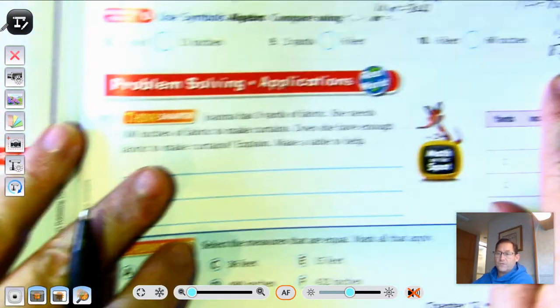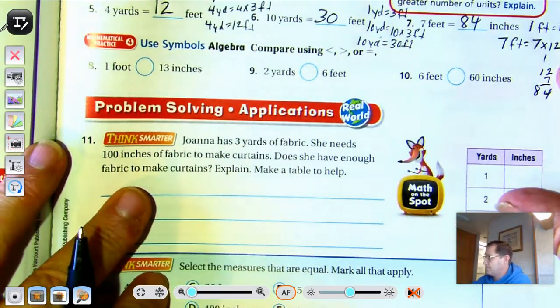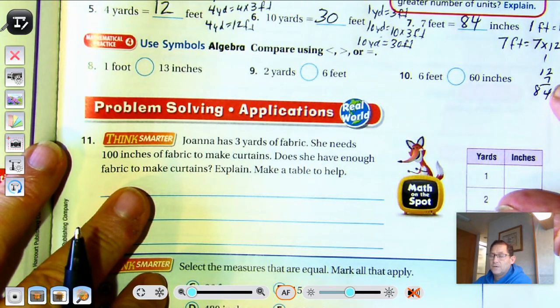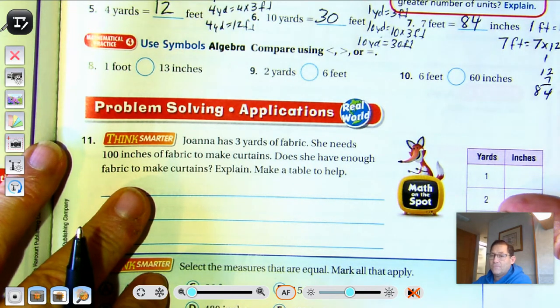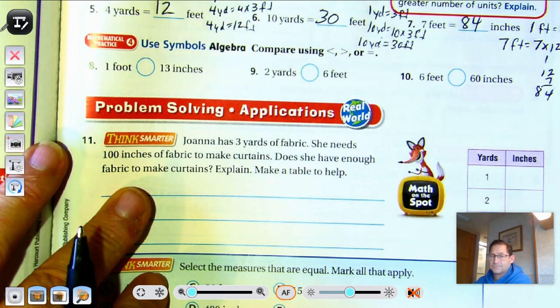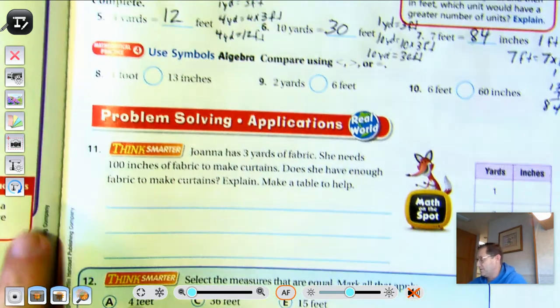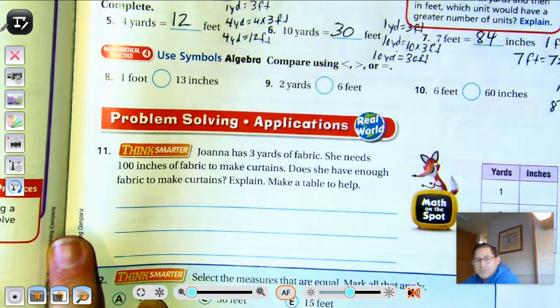Okay, the math work for that would have been 7 times 12. 7 times 2 is 14. Regroup that as 10 and 4 ones. 7 times 10 is 70, plus the regrouped 10 is 80. All right, 84 inches. Now we're just going to compare these.